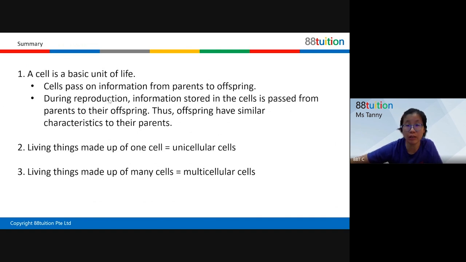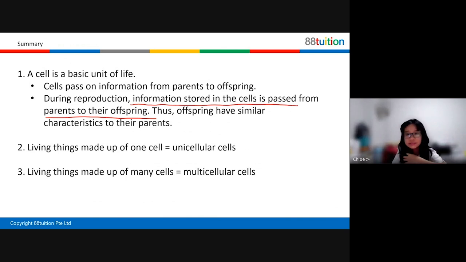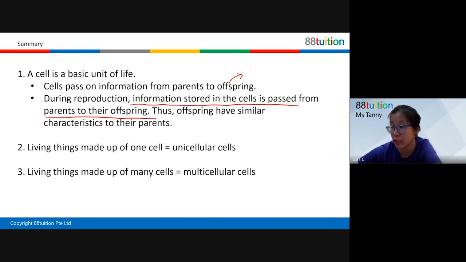So the basic things you need to know. Number one, what is a cell? A cell is a basic unit of life. So they can ask you questions like, how come you have similar characteristics to your parents? Okay, so then you can answer the question: because information stored in the cell is passed from the parents to their offspring. You know what is offspring? The younger ones, yes, your children.